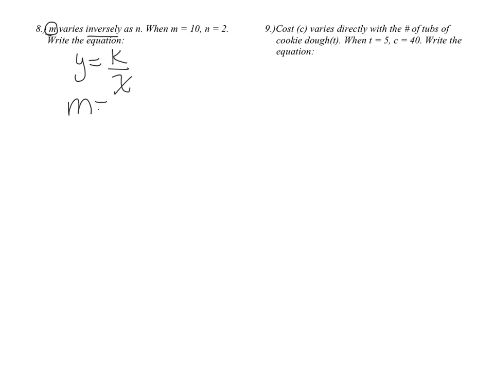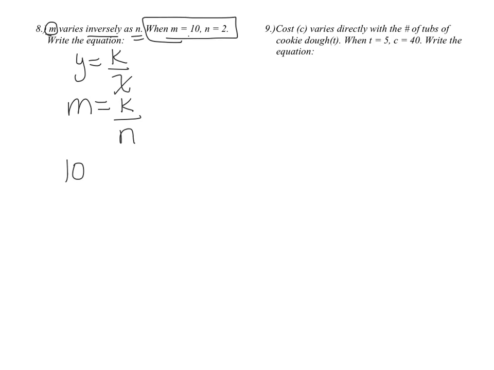M equals the constant over n. N, whatever's mentioned second, is the x. Okay, so my form is going to be m equals k over n. You're going to use m and n instead of x and y. So now, take this information to find k. I'm going to put m where the 10 is.